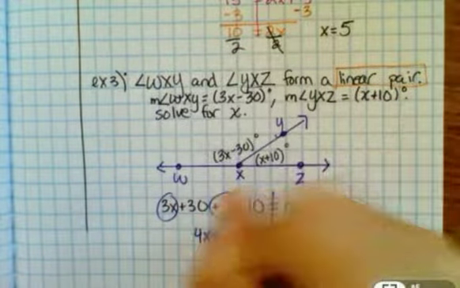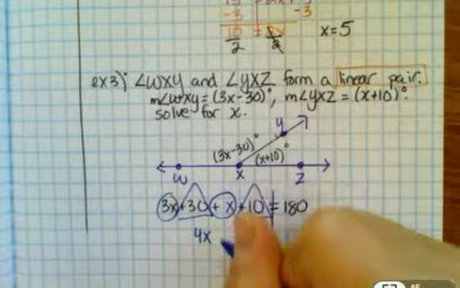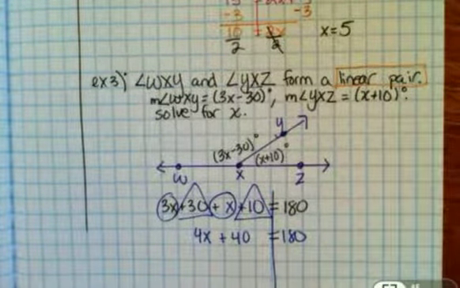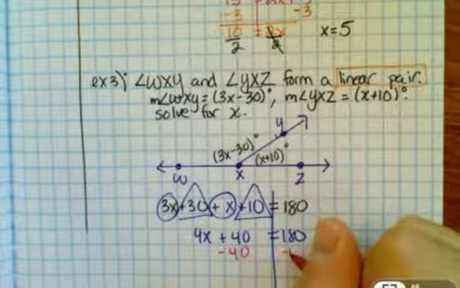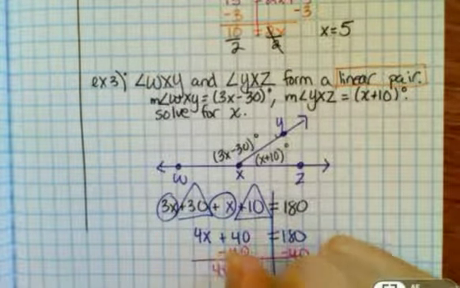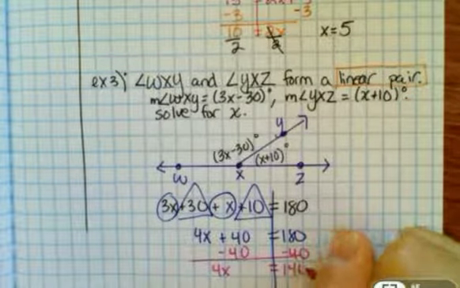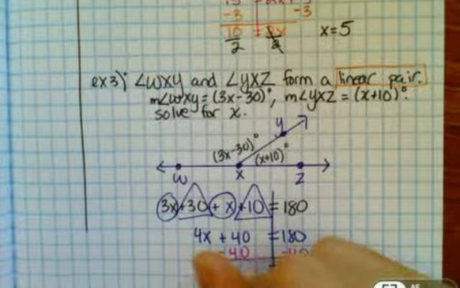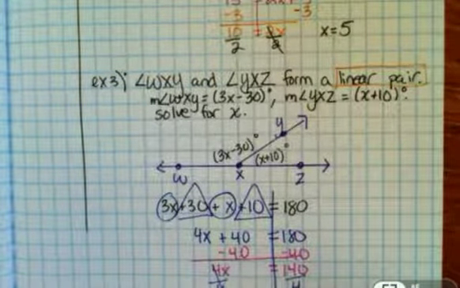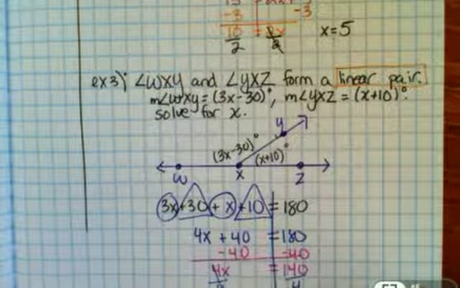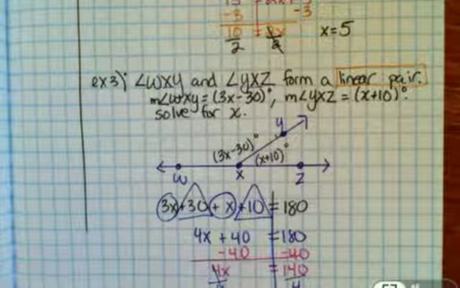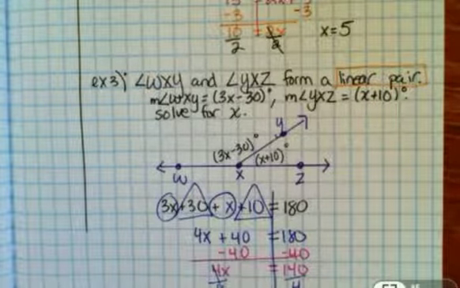3x plus x is 4x. 30 plus 10 is 40. So now I have a nice two-step equation. Minus 40. Minus 40. Divide on both sides by 4. Okay, x equals 35. Oh, you know what, you guys? I messed up.